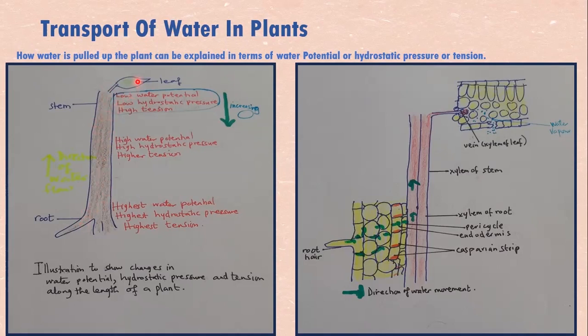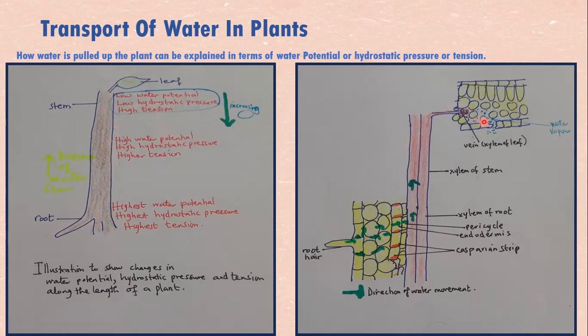Tension: as water vapor leaves the leaves, more water is drawn from the xylem, and as water is drawn from the xylem, a high tension is set up to pull the water. So tension is high at the surface. As you go down, the tension becomes higher. The tension is highest down. These are the forces that move water up the plant.